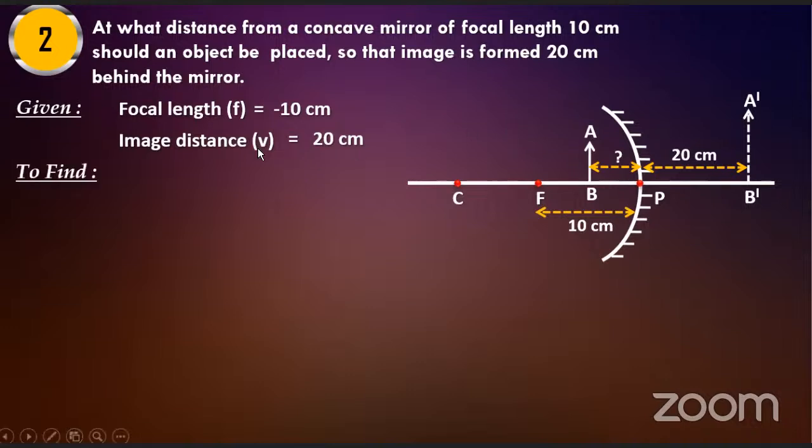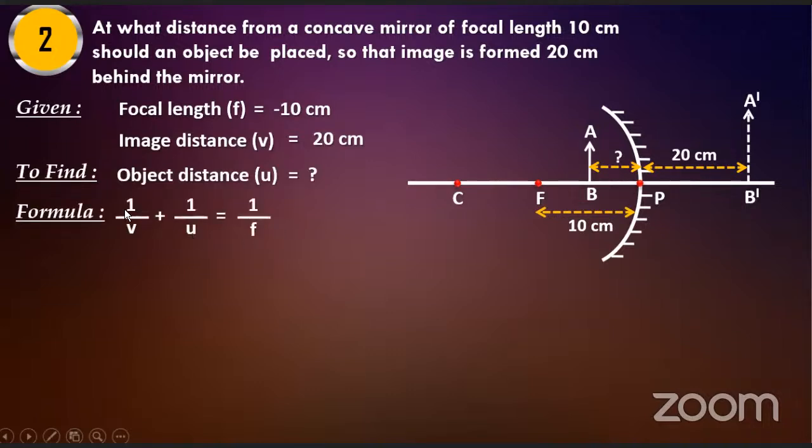Now, focal length is there, image distance V is there. So, to find object distance, U is equal to question mark. Simply write the formula: 1 by F is equal to 1 by V plus 1 by U. Simply send the image value to that side, not the object, because we have to find the object distance. So, 1 by U is equal to 1 by F minus 1 by V.